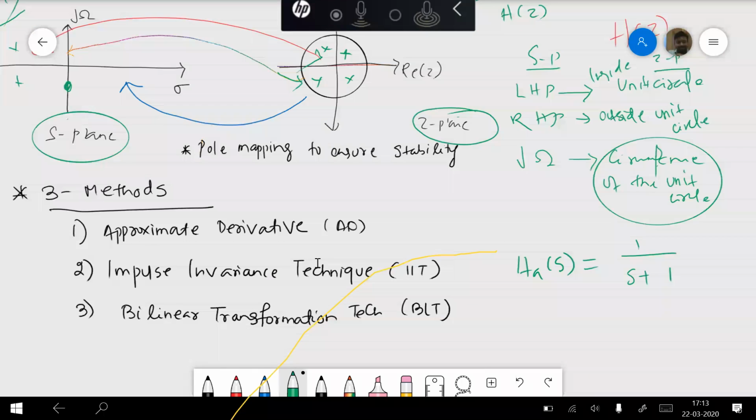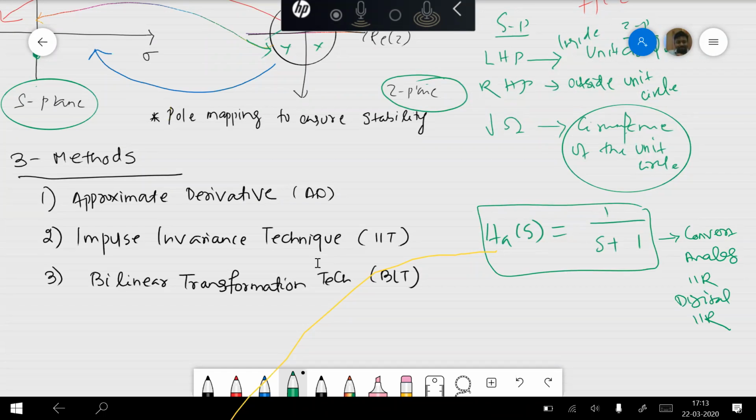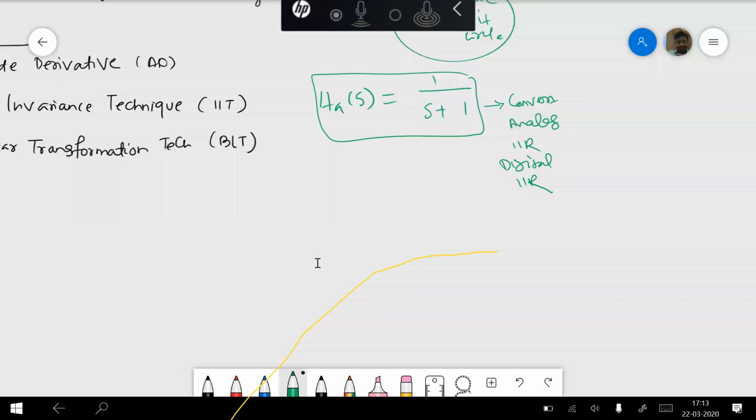So in the question, you will usually be given this kind of problem. Suppose HA of S is equal to 1 by S plus 1, and the question will be to convert this analog IIR into a digital IIR. The third condition means the j omega axis condition. Let me draw this one.